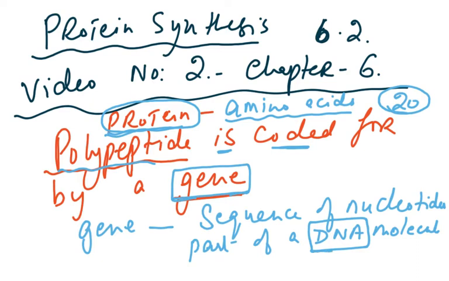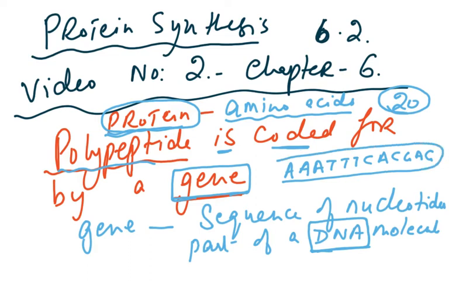So the DNA dictates the sequence, and this is a sequence of nucleotides. Remember, what are nucleotides? A, T, T, T, C, A, C, G, A, G, something like this. So a sequence of nucleotides. Now this sequence of nucleotides will be called a gene.